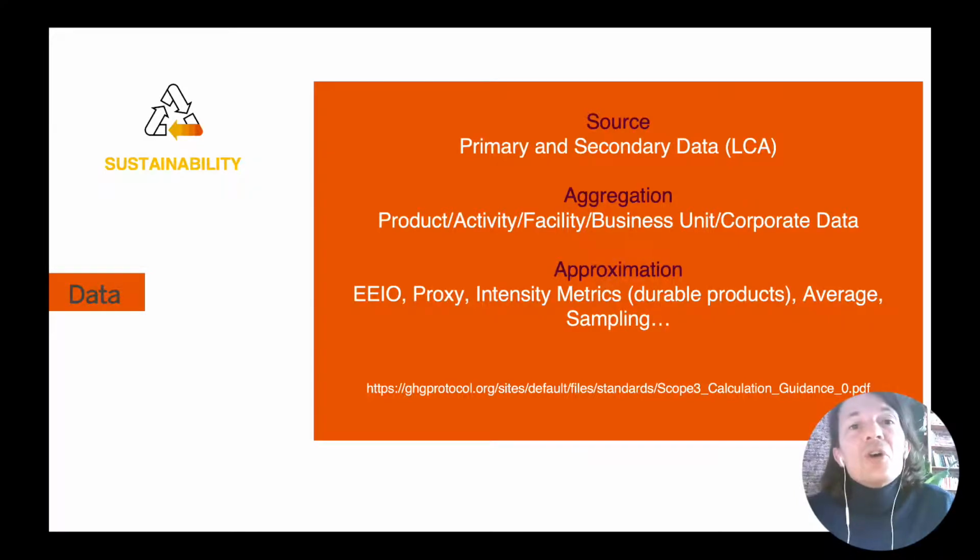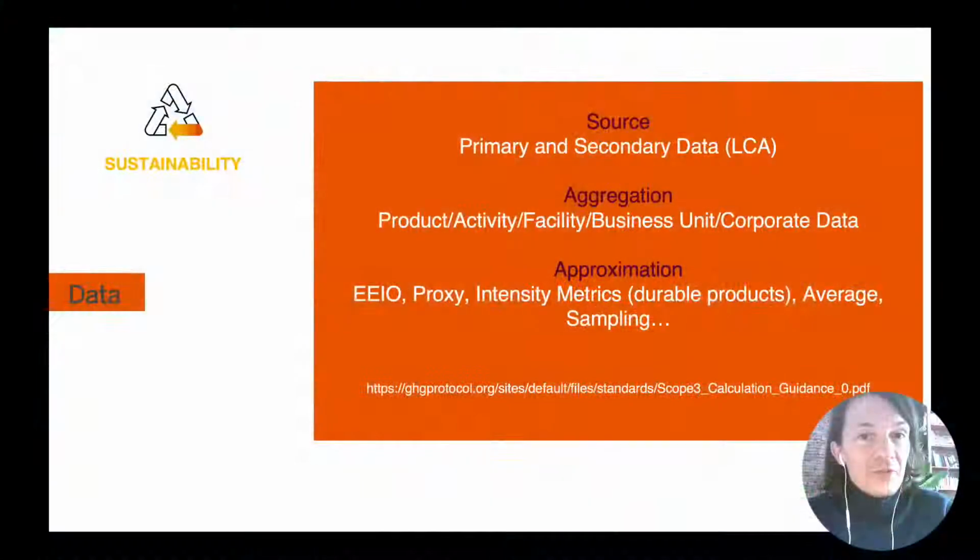Now, there is not always the possibility to have information about every different detail. You can aggregate it at different levels about the products you are manufacturing, about the activity you're in, about your facilities, about business units, about the whole corporation. It doesn't matter. You need to have data at different levels, but don't worry if you don't have data at all levels. It's something that you can build little by little.